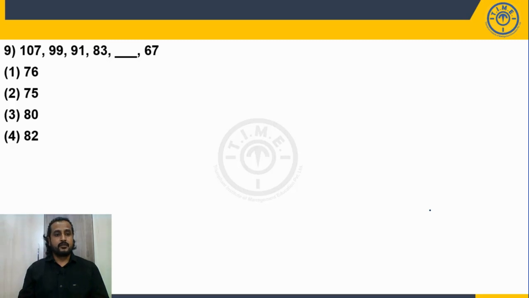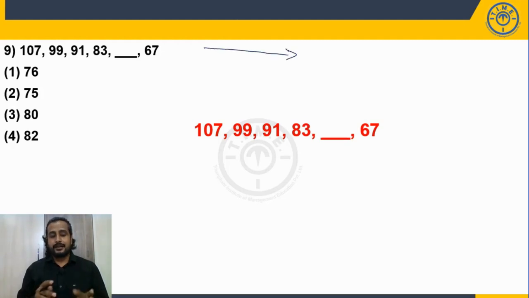Example number 9. Now look at here. Are the numbers in an increasing pattern or a decreasing pattern? Decreasing pattern. Decreasing gradually or rapidly? The numbers are close to each other, right? 107, 99, 91, 83. We can observe that. So when the numbers are close to each other, we can say that these are decreasing gradually. Whether it is increasing gradually or decreasing gradually, we will check for difference logic only.